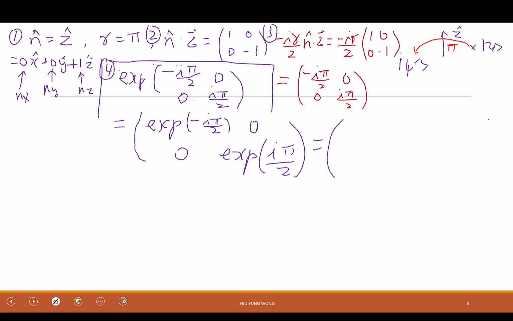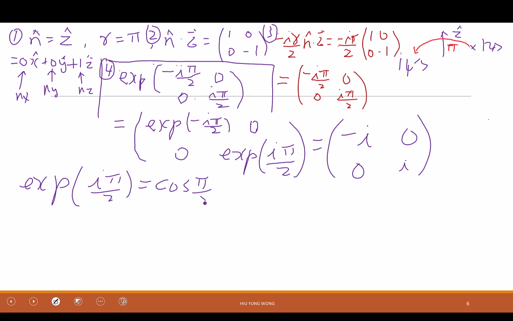This I. Exactly. Okay? 0, 0. How about I pi divided by 2? Exponential I pi divided by 2 is I. Right? This is easy to see because exponential I pi divided by 2 equals cosine pi divided by 2 plus I sine pi divided by 2, which is equal to I, because cosine pi divided by 2 is what? 0. Sine pi divided by 2 is 1.